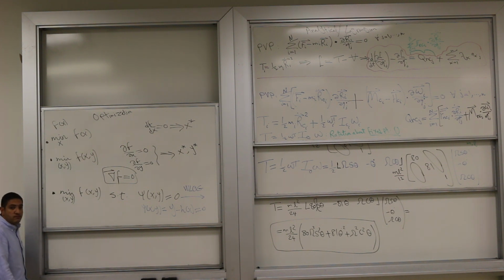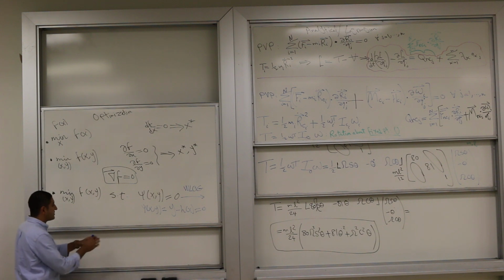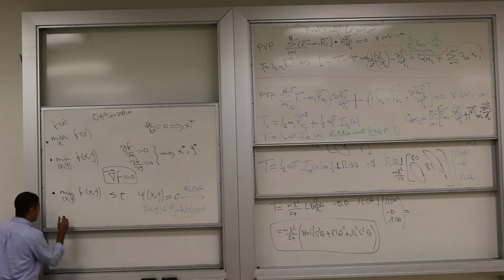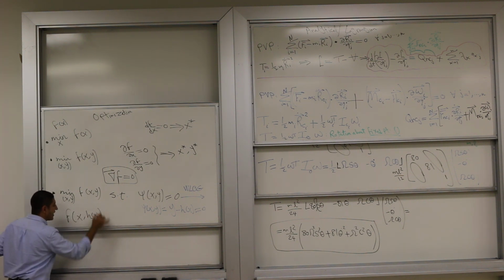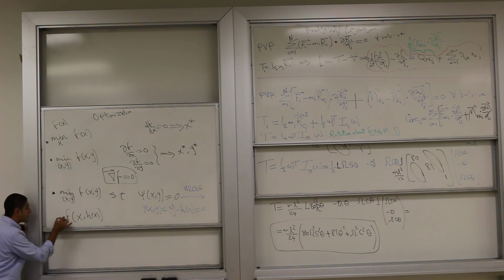Then what to do? Put y back. I'm going to plug it here. To get rid of all the y, I'm going to have a new function. So my f of x and y, I'm going to remove every y and put it just h of x. Right? This is simply a scalar function of a single variable. Right? Scalar function of scalar variable.